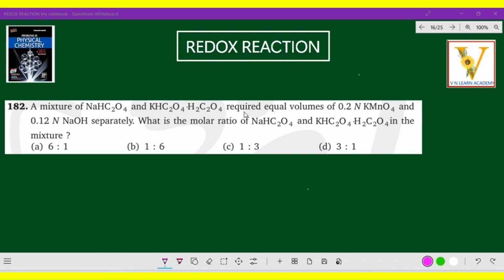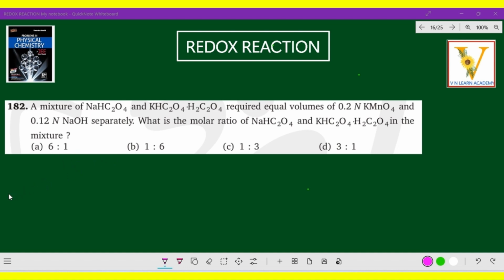So these both mixtures required equal volumes of 0.2 N, that is 0.2 N normality of potassium permanganate, and 0.12 N sodium hydroxide. So this is an oxidizing agent, that means a redox reaction, as well as an acid-base reaction. So see that separately it has been mentioned. So what is the molar ratio of sodium bioxalate and the mixture of potassium bioxalate and oxalic acid in the mixture? Okay, now the molar ratio we have to identify, and it is very simple. As I mentioned, a redox reaction is there, and an acid-base reaction is also available. Why acid-base? Here sodium hydroxide, and the redox reaction is KMnO4 versus this acid. Okay, so come on, let us identify the answer when we are analyzing this question.